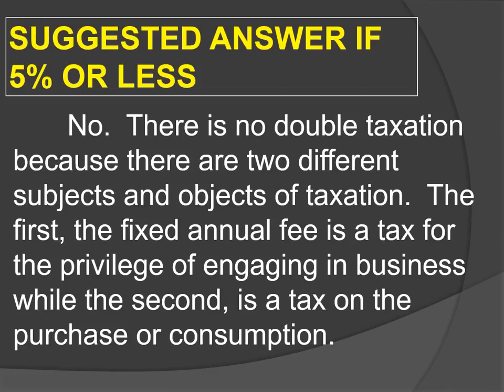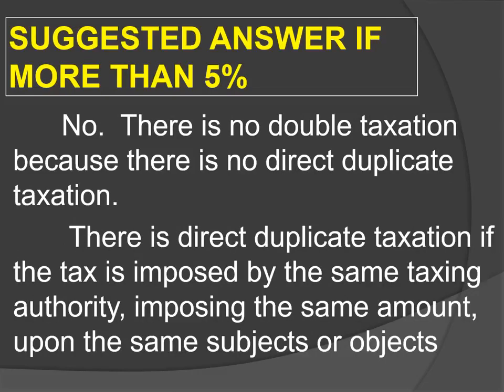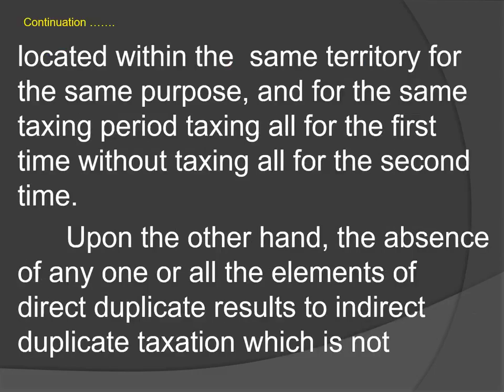But you must explain. The first, the fixed annual fee, is a tax for the privilege of engaging in business, while the second is a tax on the purchase or consumption. Then you have the expanded answer here. So go back and have a look at the expanded answer at leisure, and then try to internalize the reasoning processes involved.